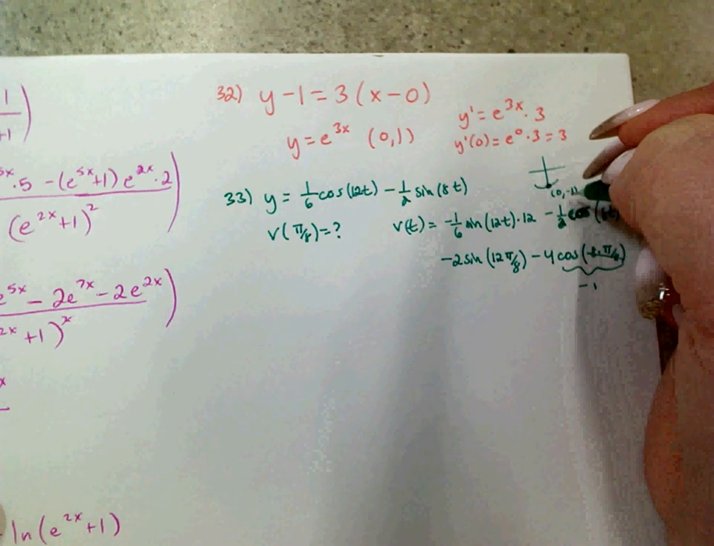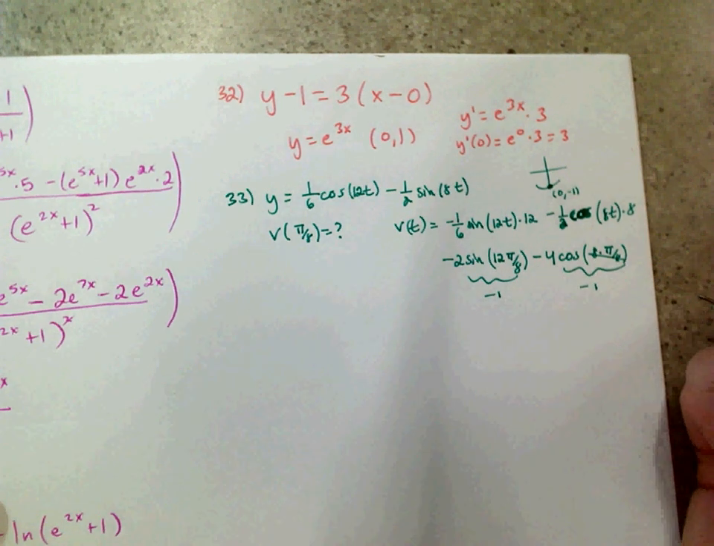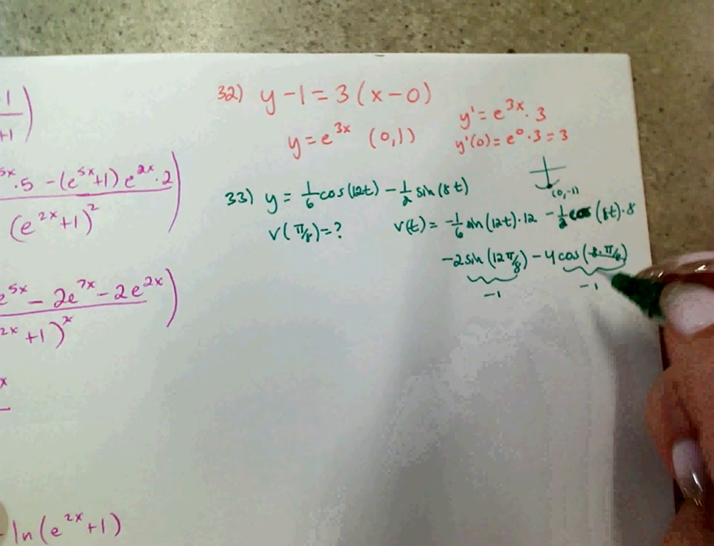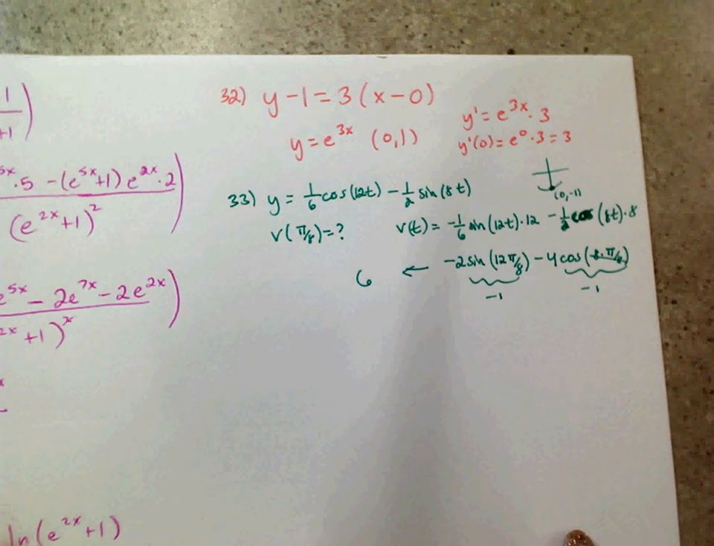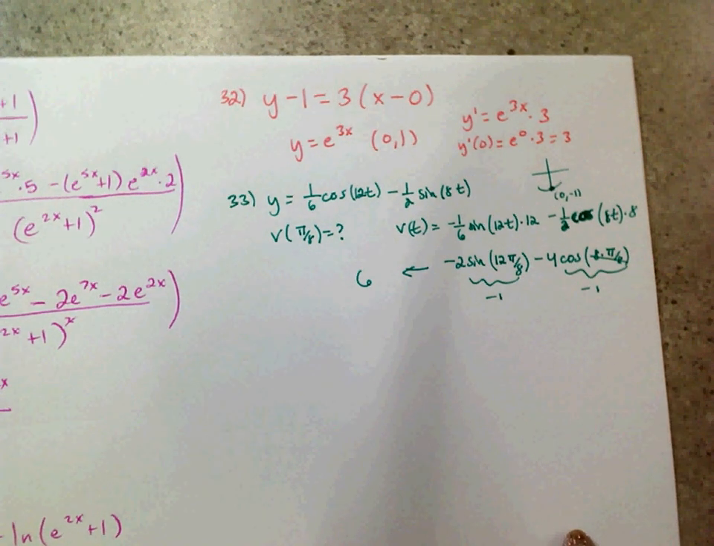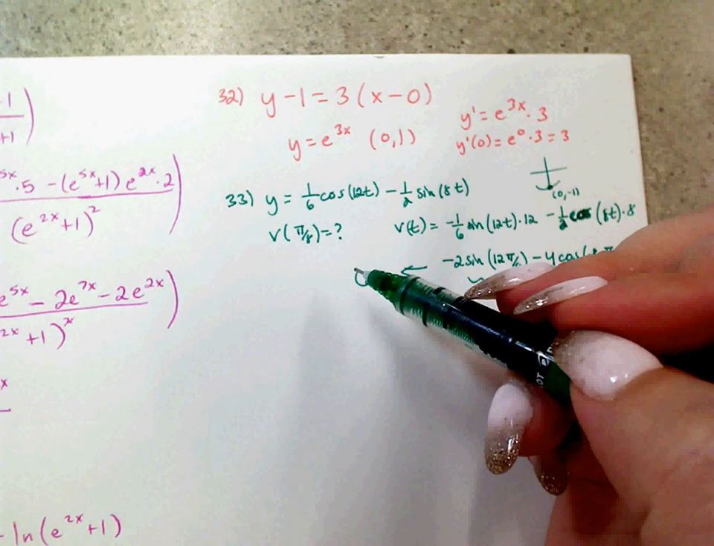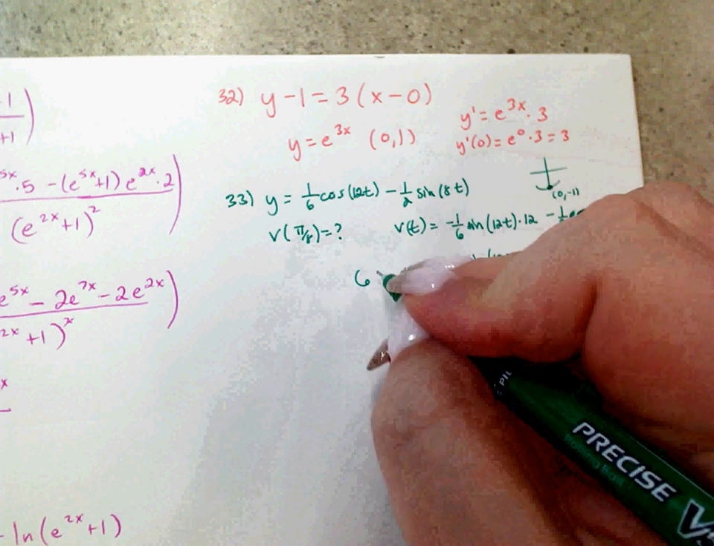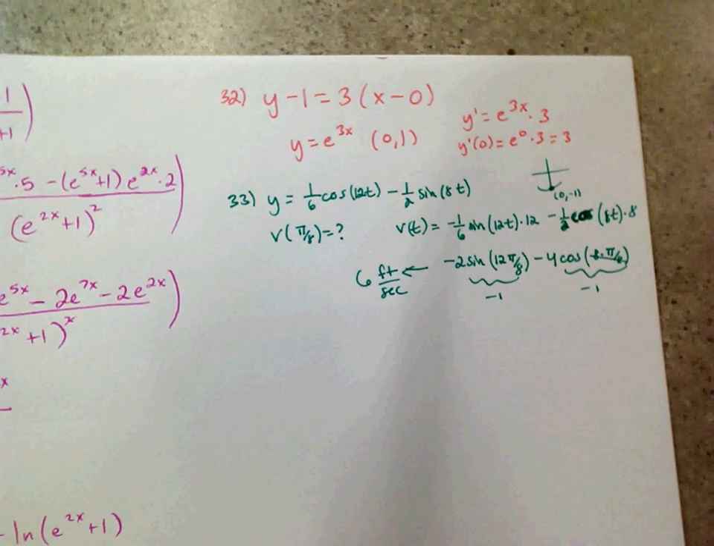Sine is -1, so that's 2 times -1, which is -2. So that's 2 plus 4. The answer is 6. And as far as units go, it's velocity. The position was measured in feet, and time was measured in seconds. So 34.